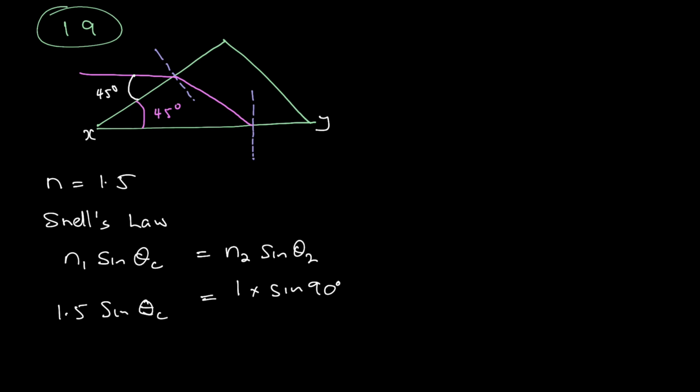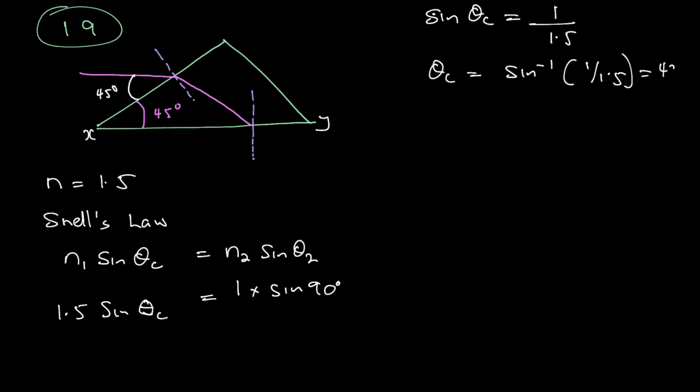And that becomes sine of the critical angle equals 1 over 1.5. Therefore, the critical angle will be inverse sine of 1 over 1.5, and that is 42 degrees. So the critical angle here will be 42 degrees.